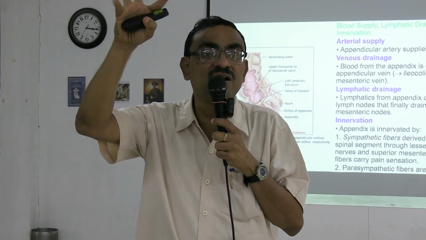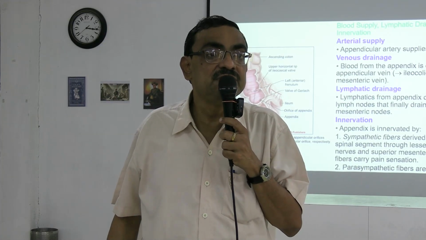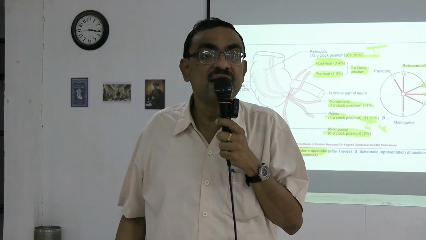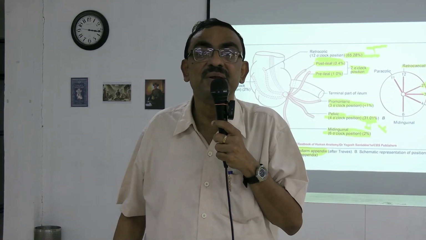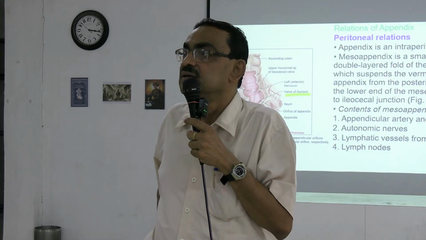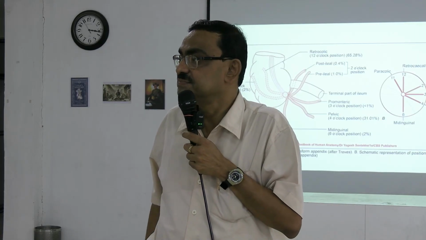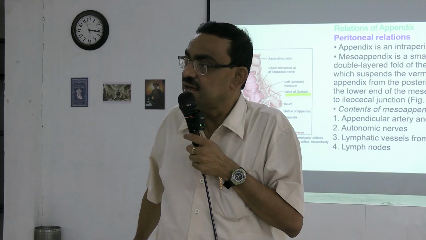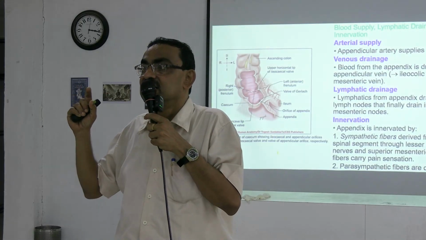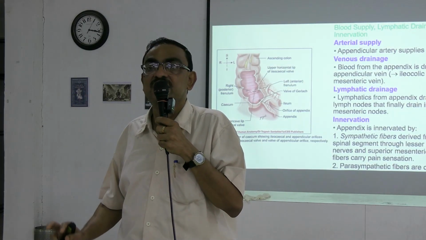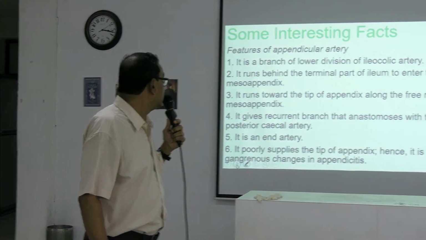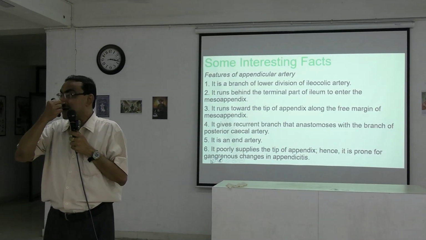The large gut has got 3 cardinal features: Taenia coli, second is sacculations, third is appendices epiploicae. All these 3 features are absent in the appendix. Actually, there are 3 Taenia coli, and these start from the base of the appendix. Now about the artery, the appendicular artery is an end artery.